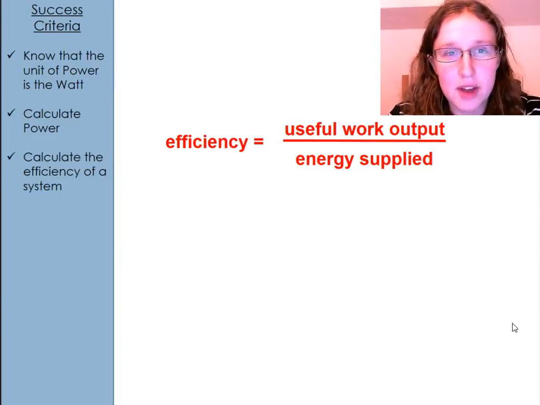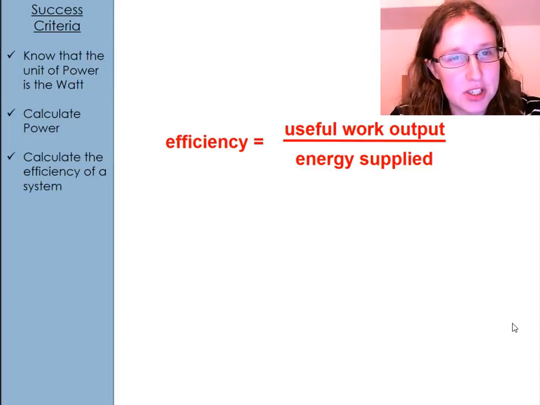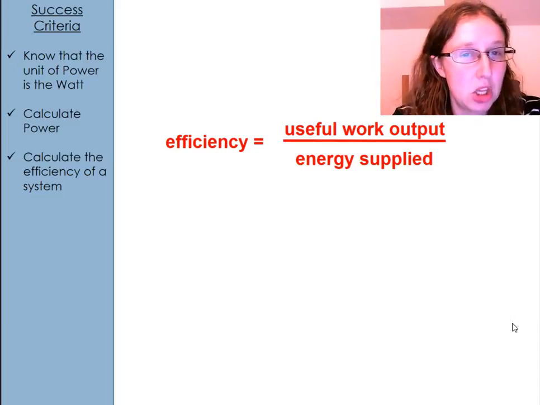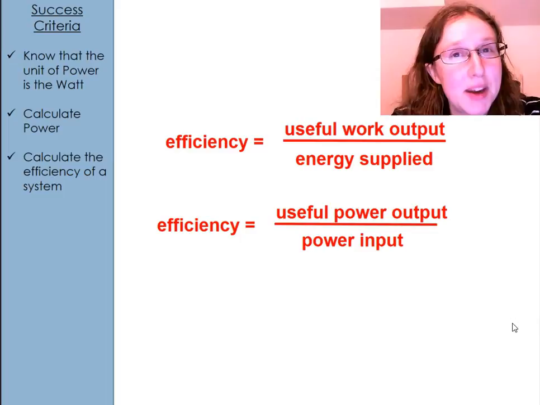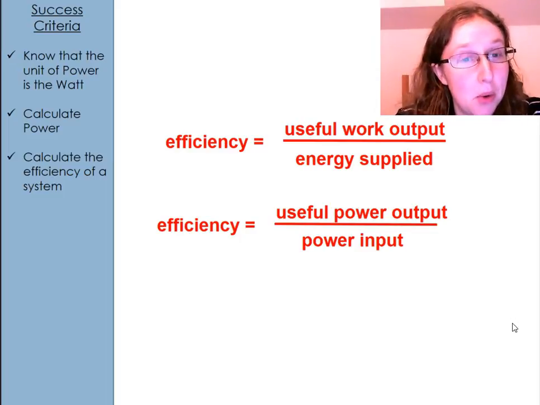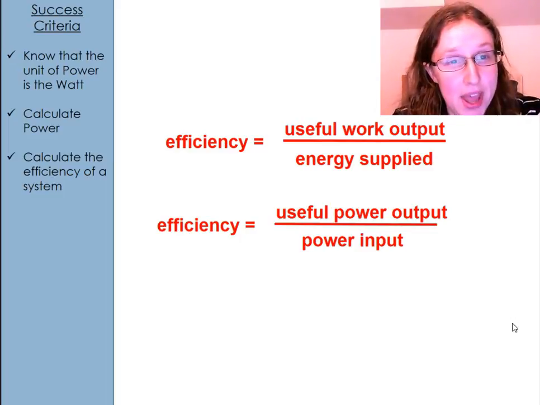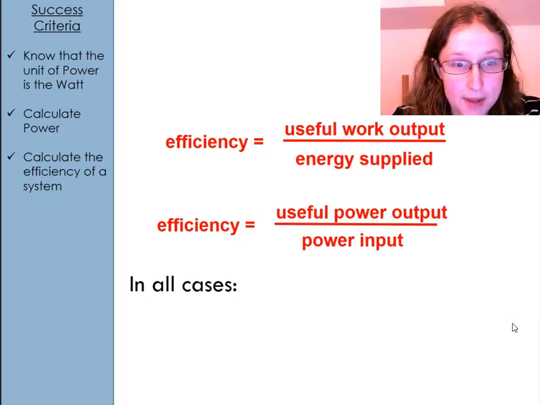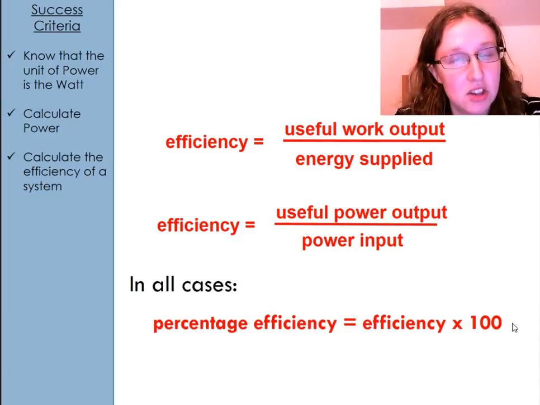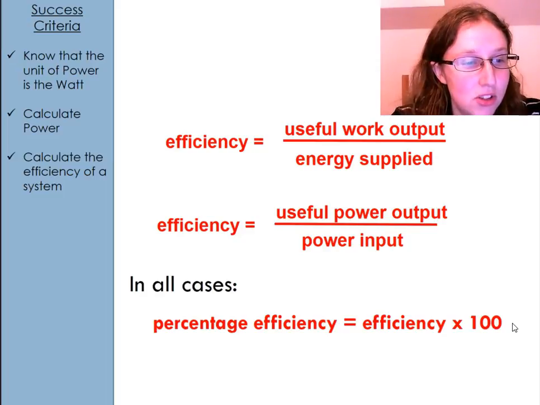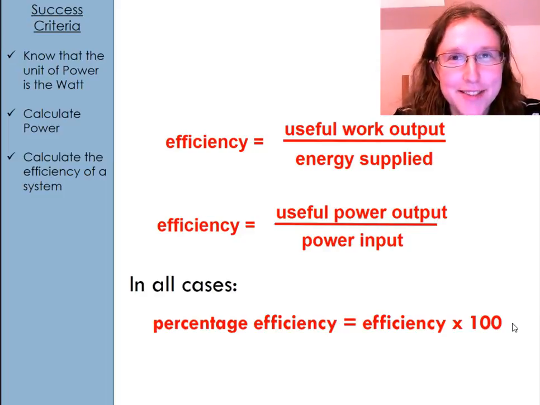Okay. So other ways you can think about efficiency is we could think about it as being the useful work that we get out divided by the energy supplied, or we could think about it in terms of power. So it's the useful power I get out divided by the power that I put in. That'll give me efficiency as well. And as I said before, if I want percentage efficiency, I just take the efficiency and multiply it by 100.